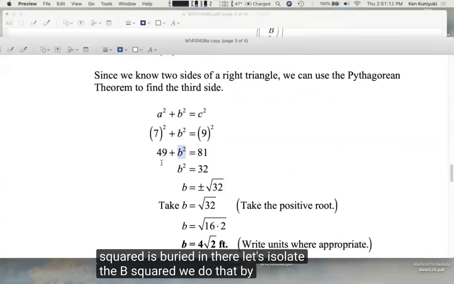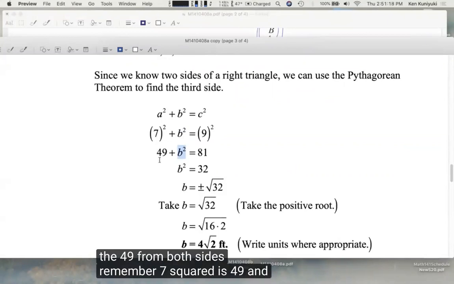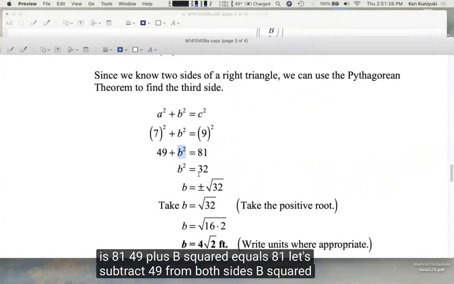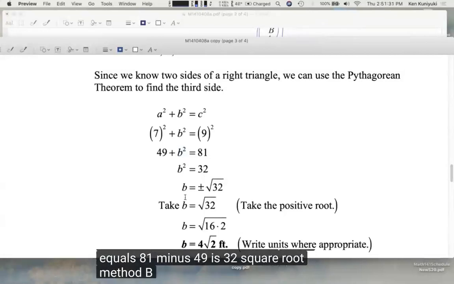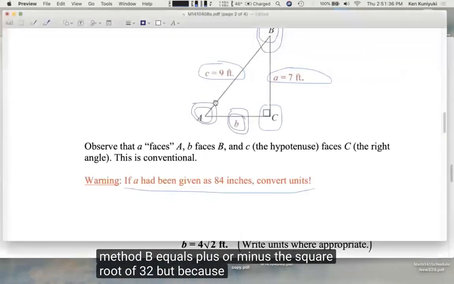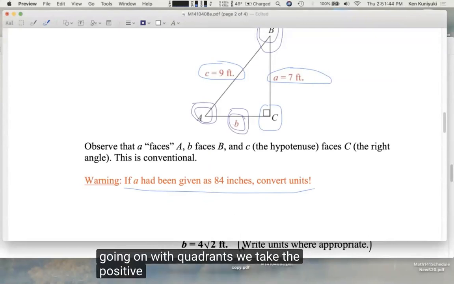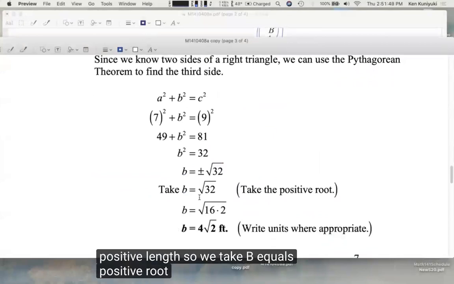We do that by subtracting the 49 from both sides. Remember, 7 squared is 49 and 9 squared is 81. 49 plus B squared equals 81. Let's subtract 49 from both sides. B squared equals 81 minus 49 is 32. Square root method, B equals plus or minus the square root of 32. But because we have here a right triangle, we have no funky things going on with quadrants, we take the positive length. So we take B equals positive root 32.